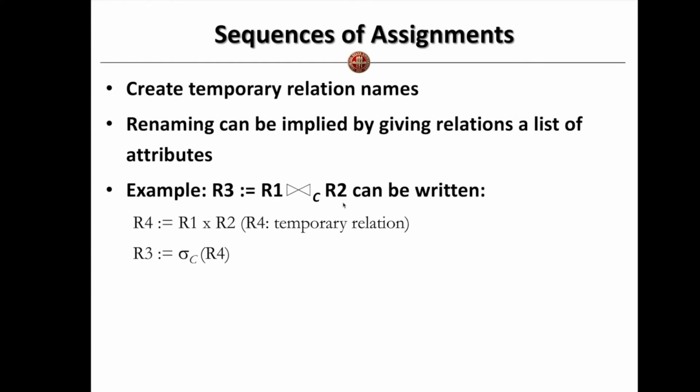According to the definition of theta join, we can represent the operator as we define the R4 as a temporary relation first. It denotes the product between R1 and R2, right? And then we can further do the select with C as a condition on this R4, this temporary relation, right, to get the R3 as the result. So this is the same expression as the theta join we define here by using a sequence of assignments.